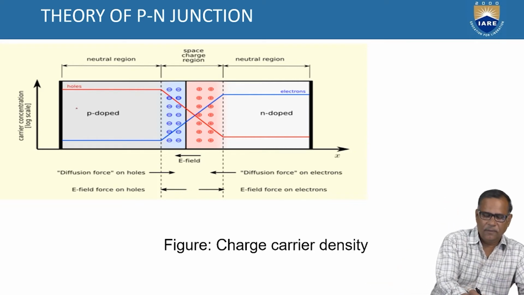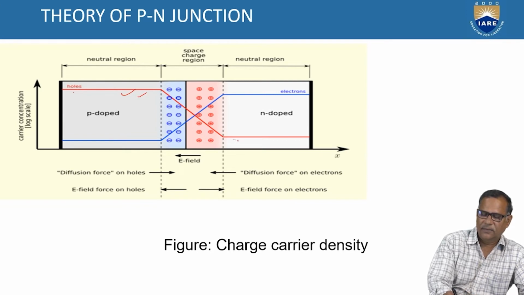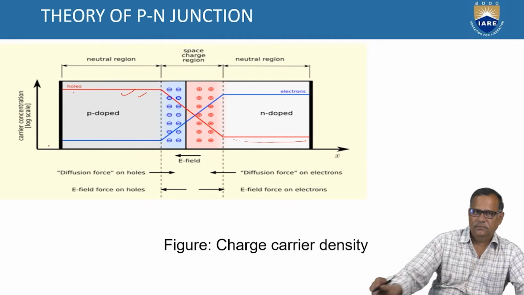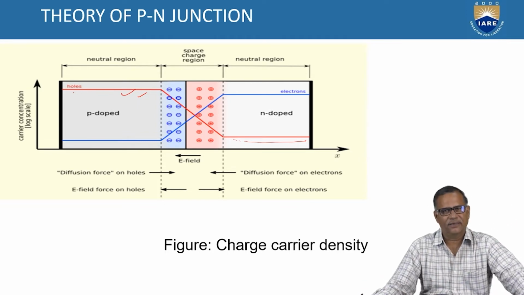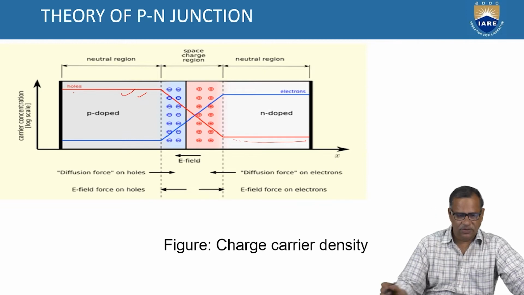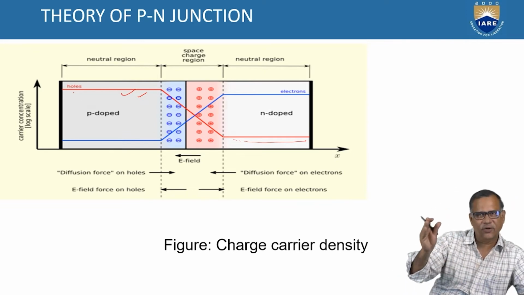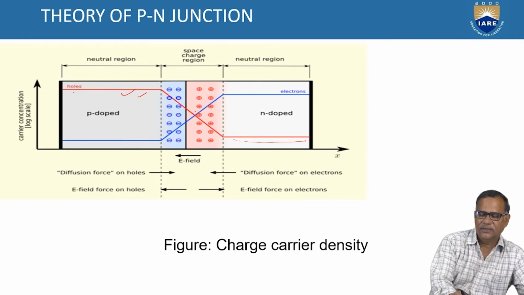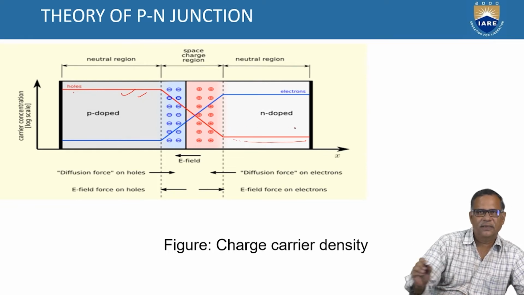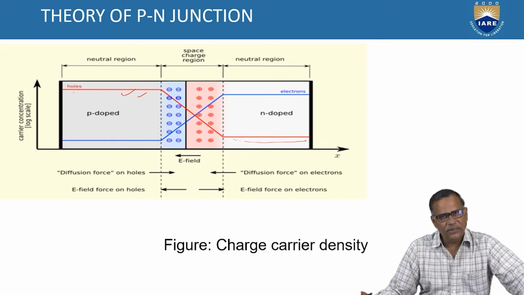As you see here, there are more holes on the p side. As you go from the p side to the n side, the number of holes reduces. Similarly, you have more electrons on the n side, and as you travel from the n side to the p side, the concentration of electrons is reduced. Slowly, the holes move from higher concentration to lower concentration. They cross the junction and move to the n side.